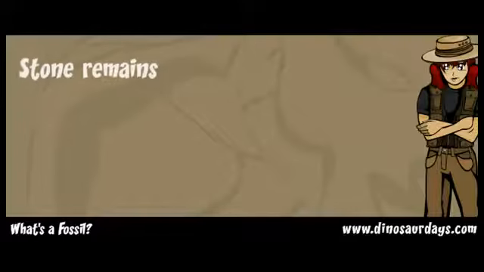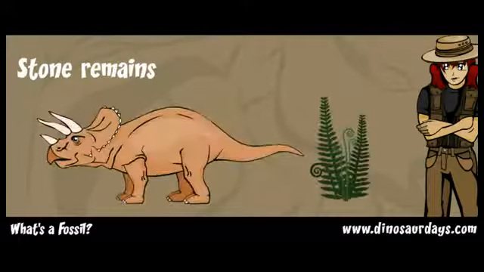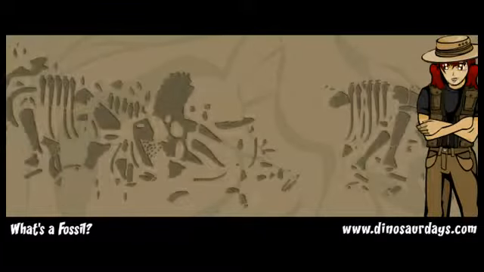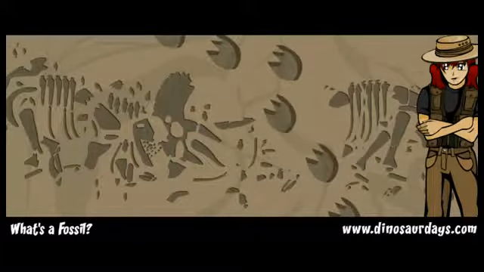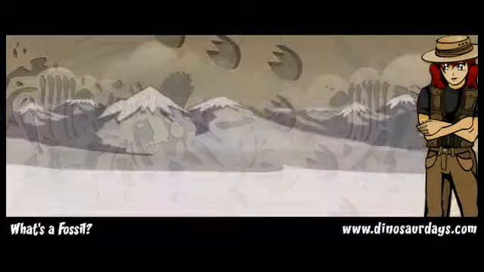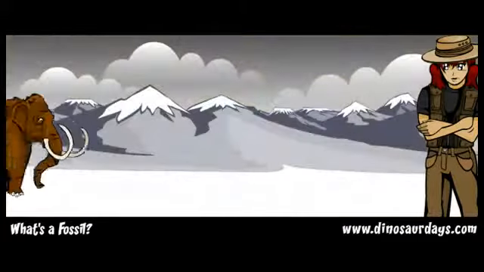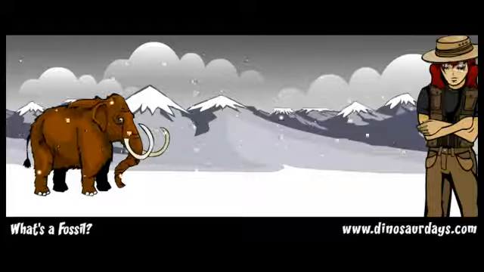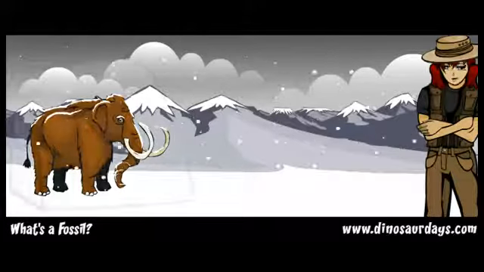Fossils are the stone remains of animals or plants that were once alive. Fossils can be the bones of a dead dinosaur or his big footprints in the sand. Usually, only the skeletons of animals are left after millions of years. But sometimes a whole animal, like a woolly mammoth, gets trapped in the ice.